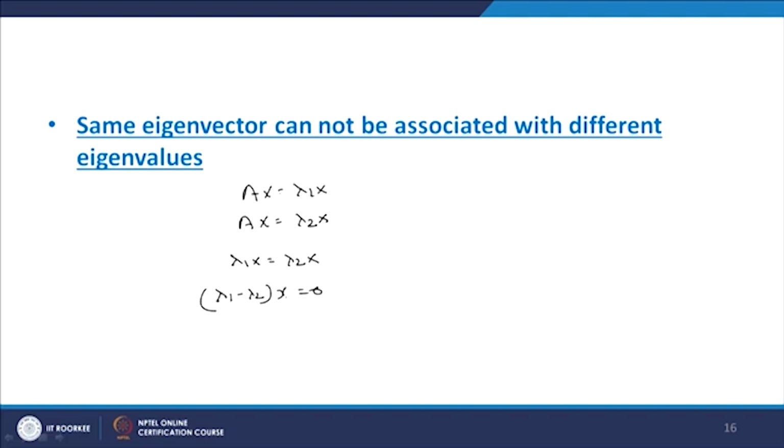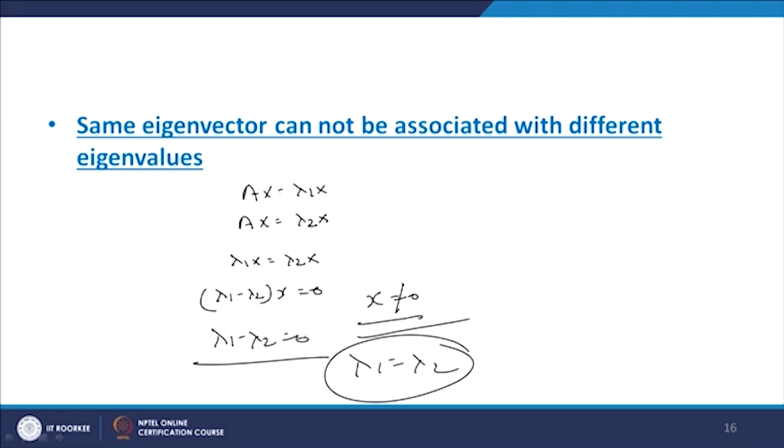And what about this x? x is the eigenvector, so it can never be 0. So the possibility is that lambda 1 minus lambda 2 equals 0. That means lambda 1 equals lambda 2, but we have taken different eigenvalues. That means this is not possible. Therefore, the same eigenvector cannot be associated with different eigenvalues.